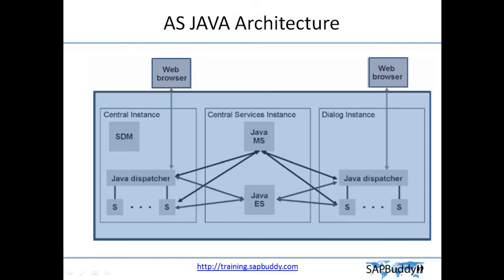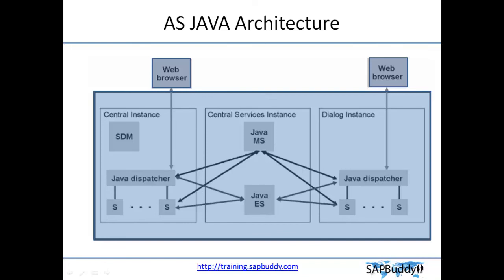Next, let us see the Java architecture. This we have also briefly seen. In the Java architecture, we can also have a central instance and dialog instance, again depending on the server load. However, the difference is your server process is a multi-threaded process, so we need to really analyze how many server processes you need.